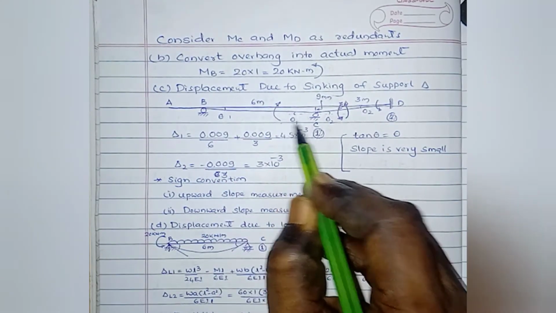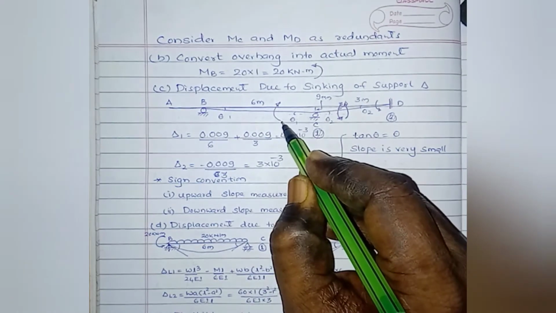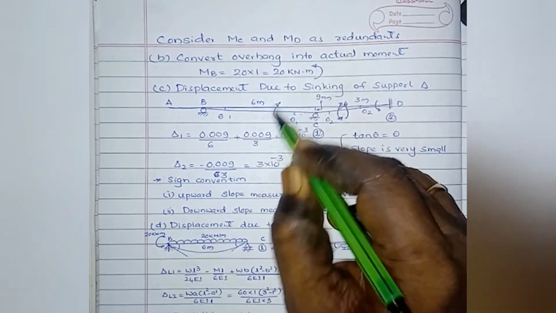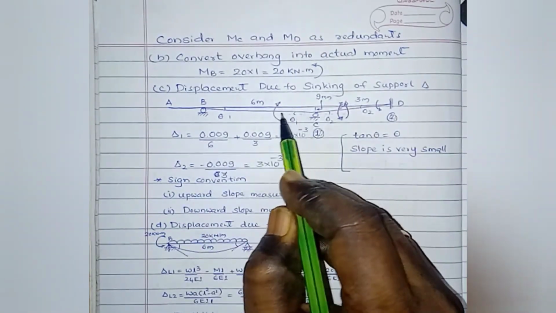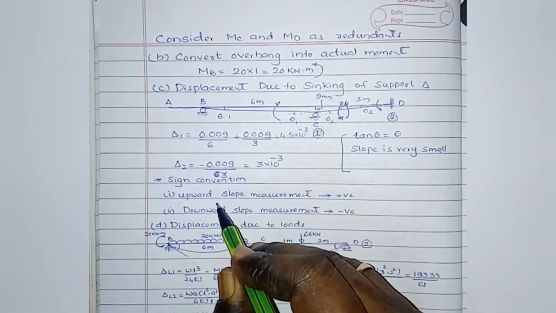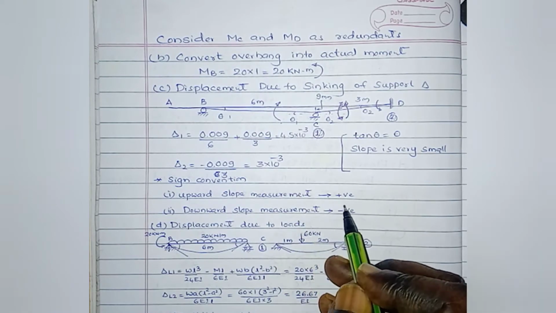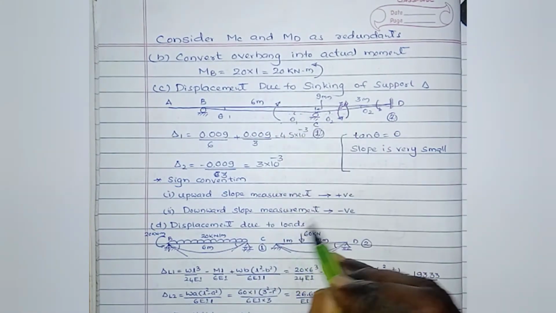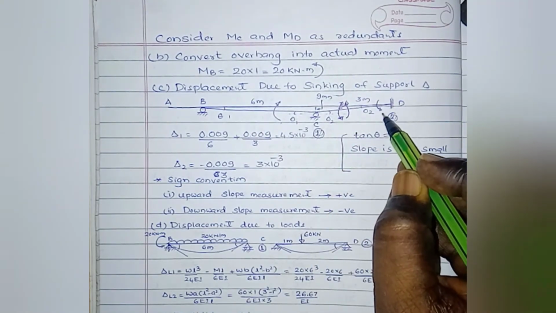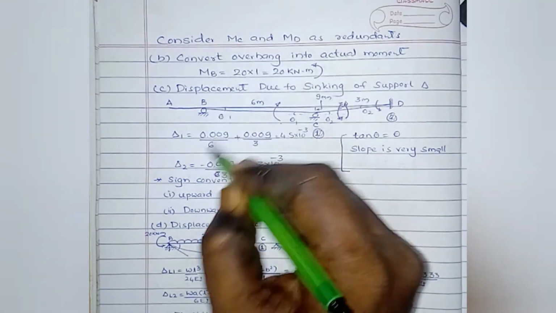Here by observing this at C, the direction of the moment or the direction of the rotation is like this. Hence both are positive. Here the sign convention: upward slope measurement is positive, downward slope measurement is negative. Here these are upward slope measurements, both are positive. This one is a downward slope measurement, that is negative.